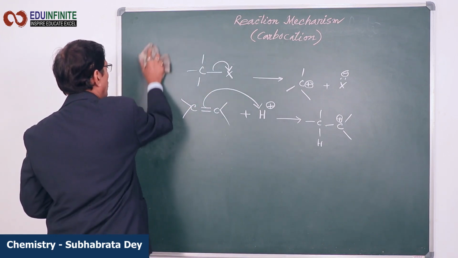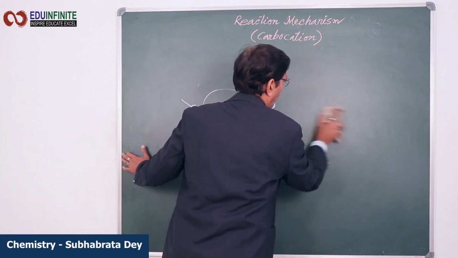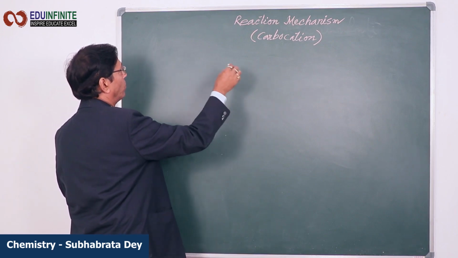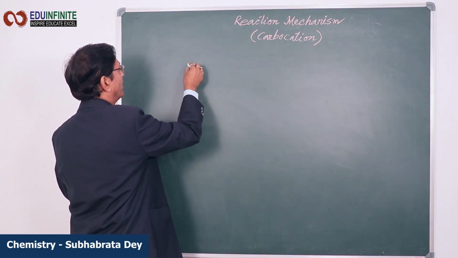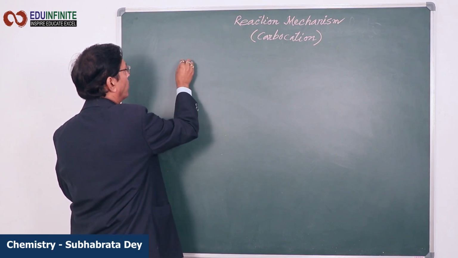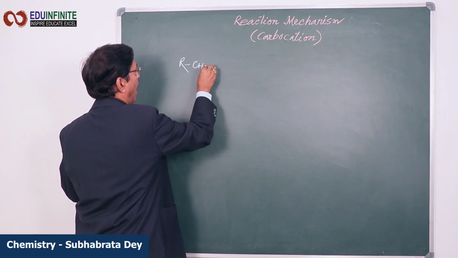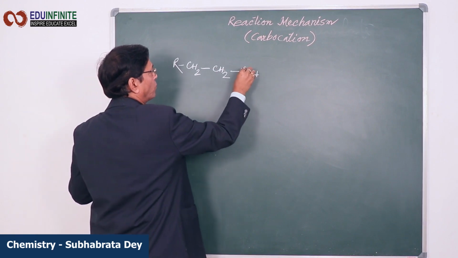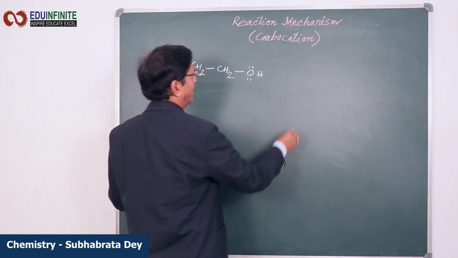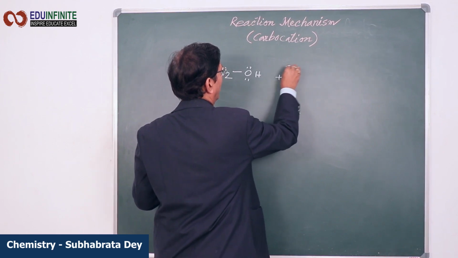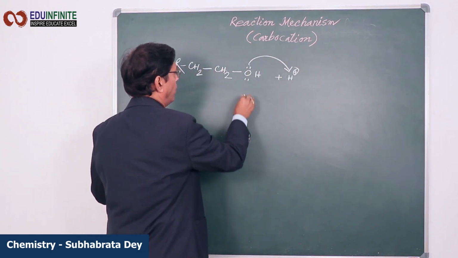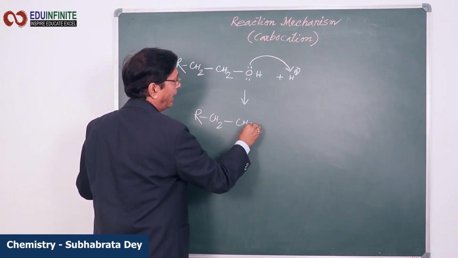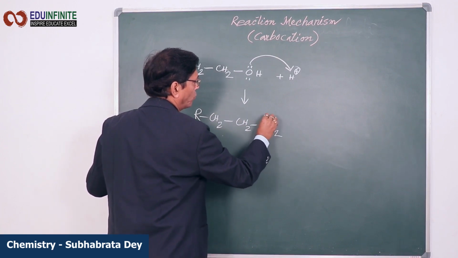And the third type is protonation of alcohol. All these are important during the course of properties of alcohols or alkenes, etc. Let us consider one alcohol, RCH2CH2OH. We know that the oxygen of the OH group has two lone pairs of electrons. When a proton comes, this lone pair is donated to the proton, forming protonated alcohol, that means OH2 plus.